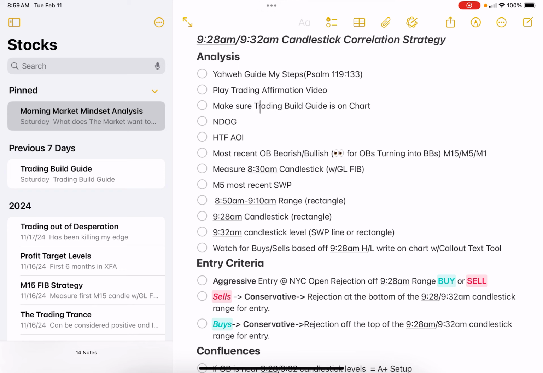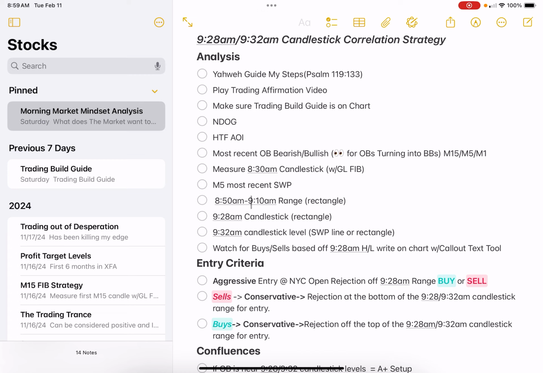Then I do my new day opening gap, my high time frame AOIs, areas of interest, the most recent bearish and bullish order blocks. Sometimes I'll measure the 8:30 a.m. candle with the fib if it was a big major news candle, just to see the 50% line, or maybe the golden level, the 0.61 or 0.65 level, whichever one is the golden level.